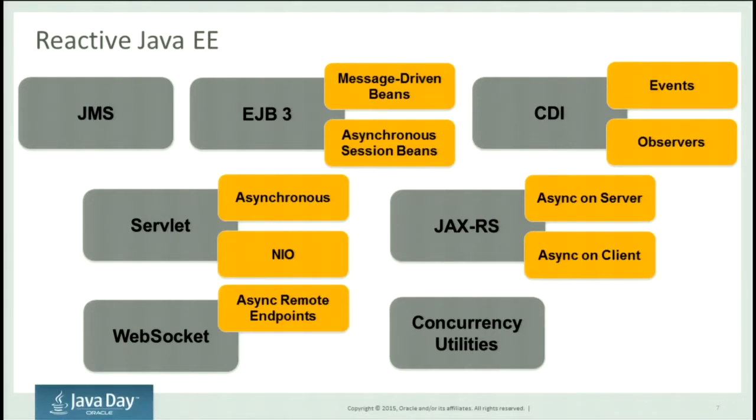Okay, so as I said, the nice thing about it is Java EE actually provides you quite a bit in terms of what you can use for reactive programming principles. So these are the kind of things that are there. You have JMS, EJB3 message-driven beans and asynchronous session beans, CDI events and observers, servlet support for asynchronous and NIO programming. JAX-RS provides async both on the client and the server. You have WebSocket remote endpoints, and finally, we've also added a new API called the Concurrency Utilities for Java EE. This was added as of Java EE 7. As you can see, quite a bit of ground to cover.